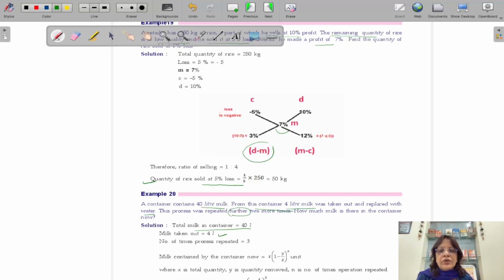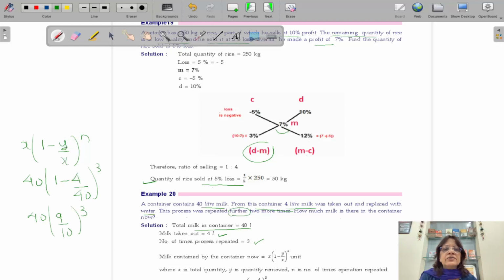How much milk is there in the container now? Milk taken is 4 liters, number of times the process is repeated is 3. This is important. Milk contained in the container is x(1 - y/x)^n, where x is 40. So 40(1 - 4/40)^3, that is 40(9/10)^3. 9 cubed is 9 into 9 into 9, that is 729 upon 1000.